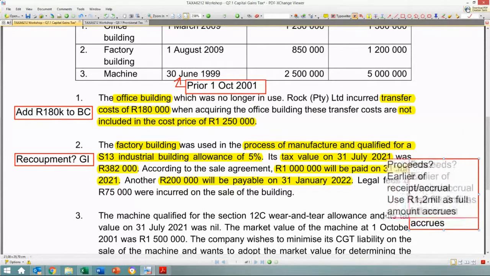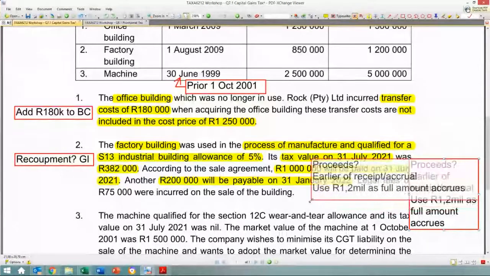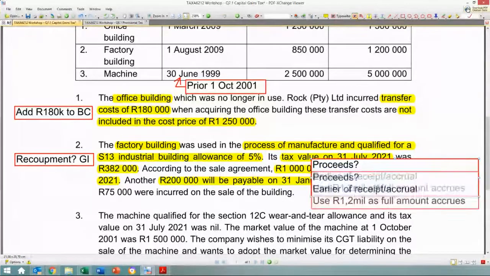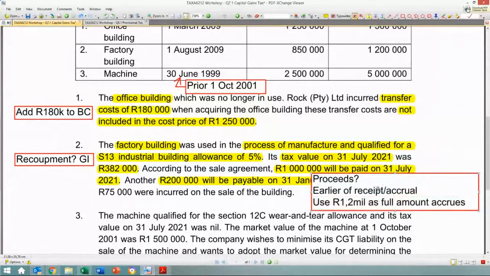Okay, so we use the 1.2 million in our question and not only the 1 million. So this is what is important, that you know the rules, because otherwise you might use the incorrect amount when you do the calculation. Okay.